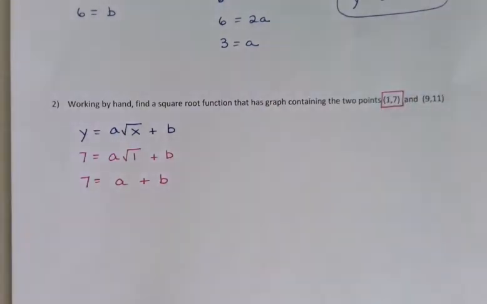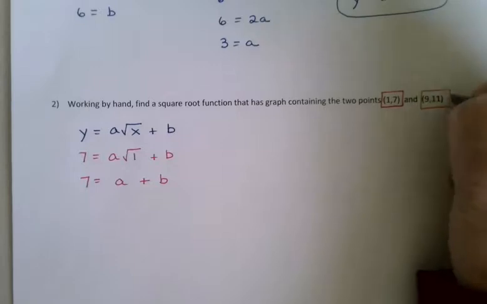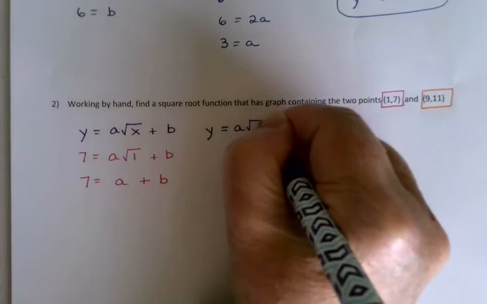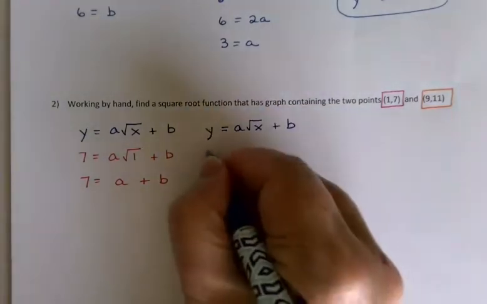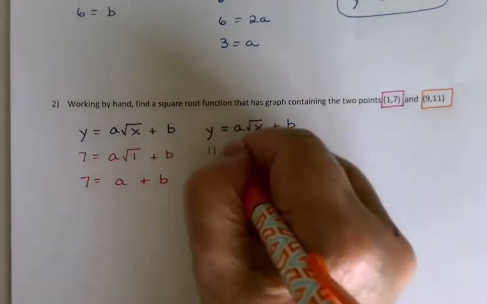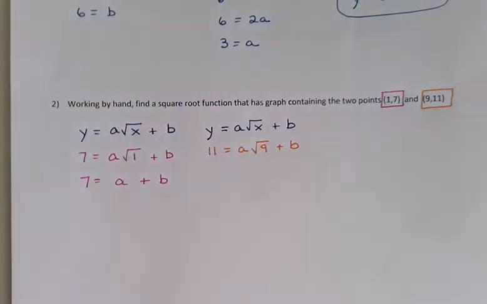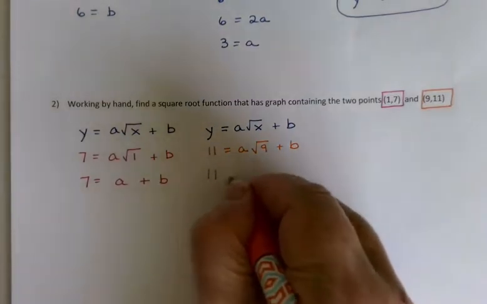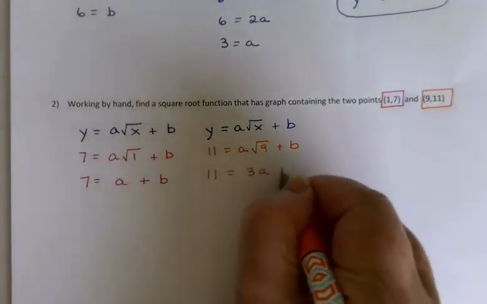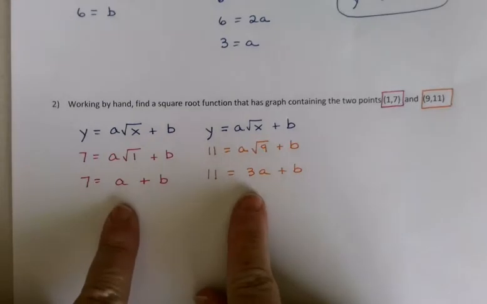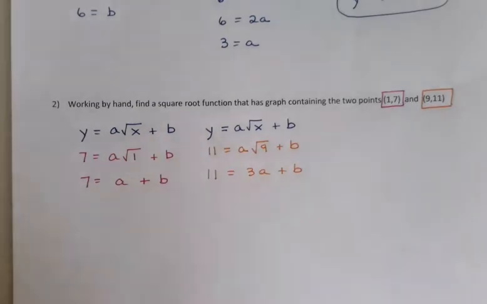So let's plug in the second point. y is 11, and x is 9. So now I've got 11 equals 3a plus b. Again, useful information, but does not yet allow me to solve for a or b. What I need to do is take these two equations and put them together. So I have a system of two equations in two unknowns.